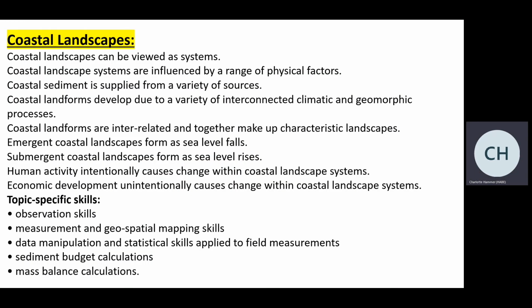So this is sort of the overview of the exam scheme here, what we would cover, what the examiners would look for, and again, some of those topic-specific skills: observation, measurement and geospatial mapping, data manipulation, thinking about statistics, sediment budget calculations, thinking about what are our inputs to the system versus our outputs, what factors, both natural and human, are influencing them.